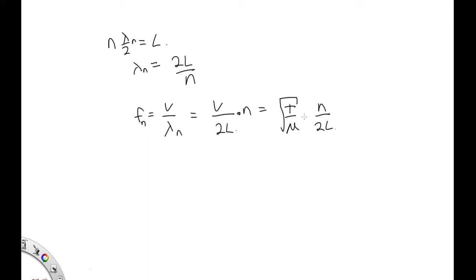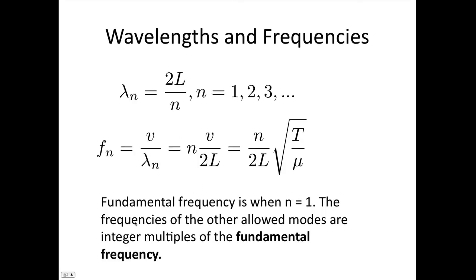Now, the important point to note is that these are just integer multiples of the first fundamental frequency. The fundamental frequency is when n is equal to 1, it's equal to 1 over 2L root T on mu. And so all the frequencies, f_n, can be written as n times this fundamental frequency here. Okay, so that's just noted here. Fundamental frequency is when n equals 1. The frequencies of the other allowed modes are integer multiples of the fundamental frequency.